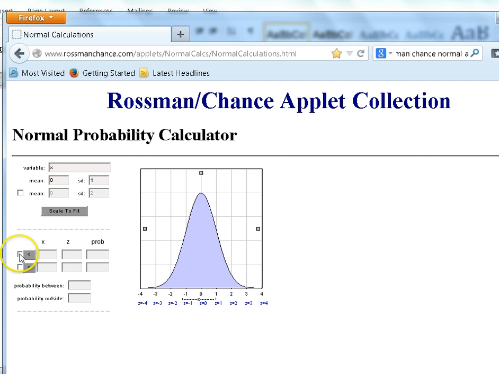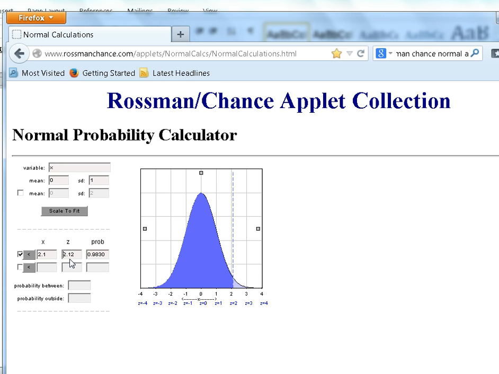We want to find a z-score which is less than, so I toggle this, make sure this gray is less than, 2.12. The z-score is 2.12, so the applet suggests that 98.3%, or 0.9830, of the standard normal curve falls less than a z-score of 2.12.